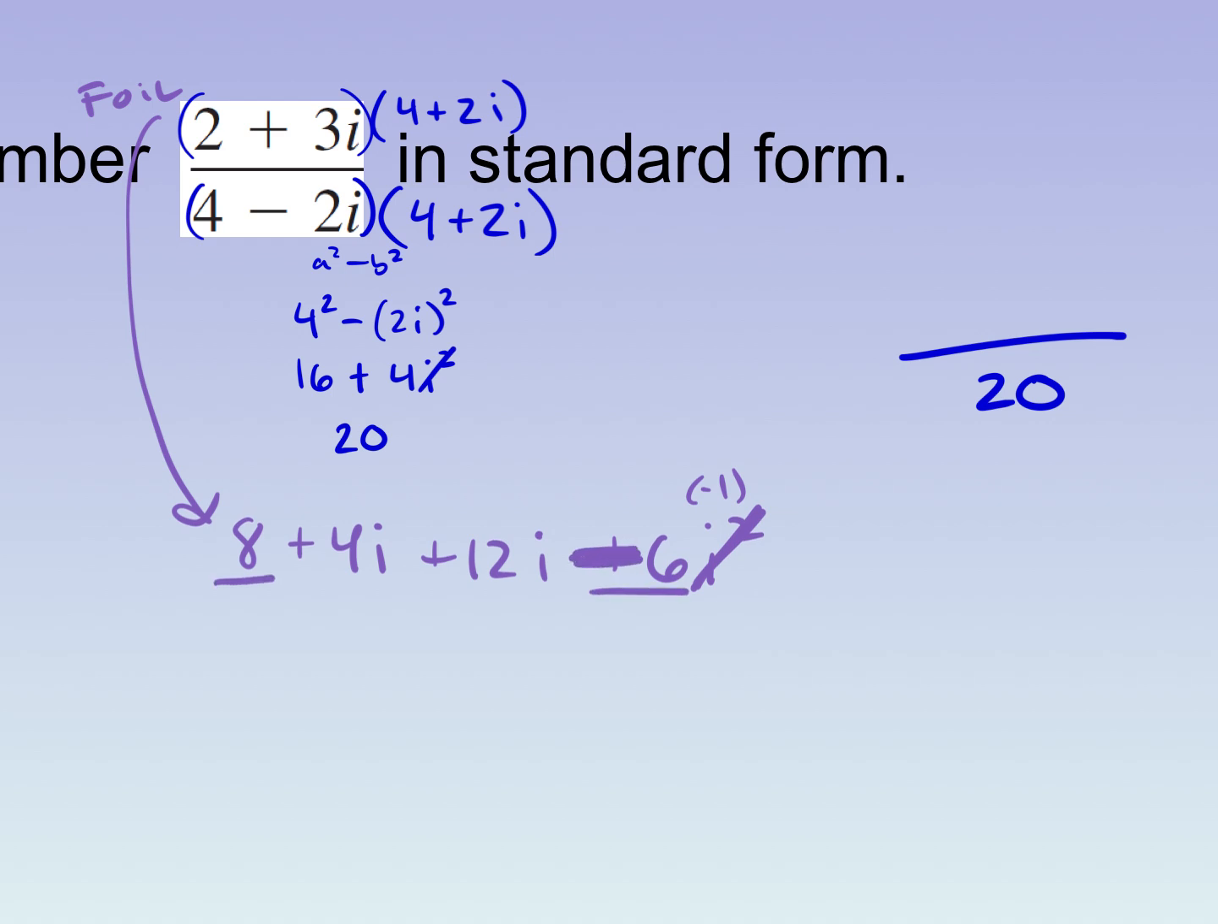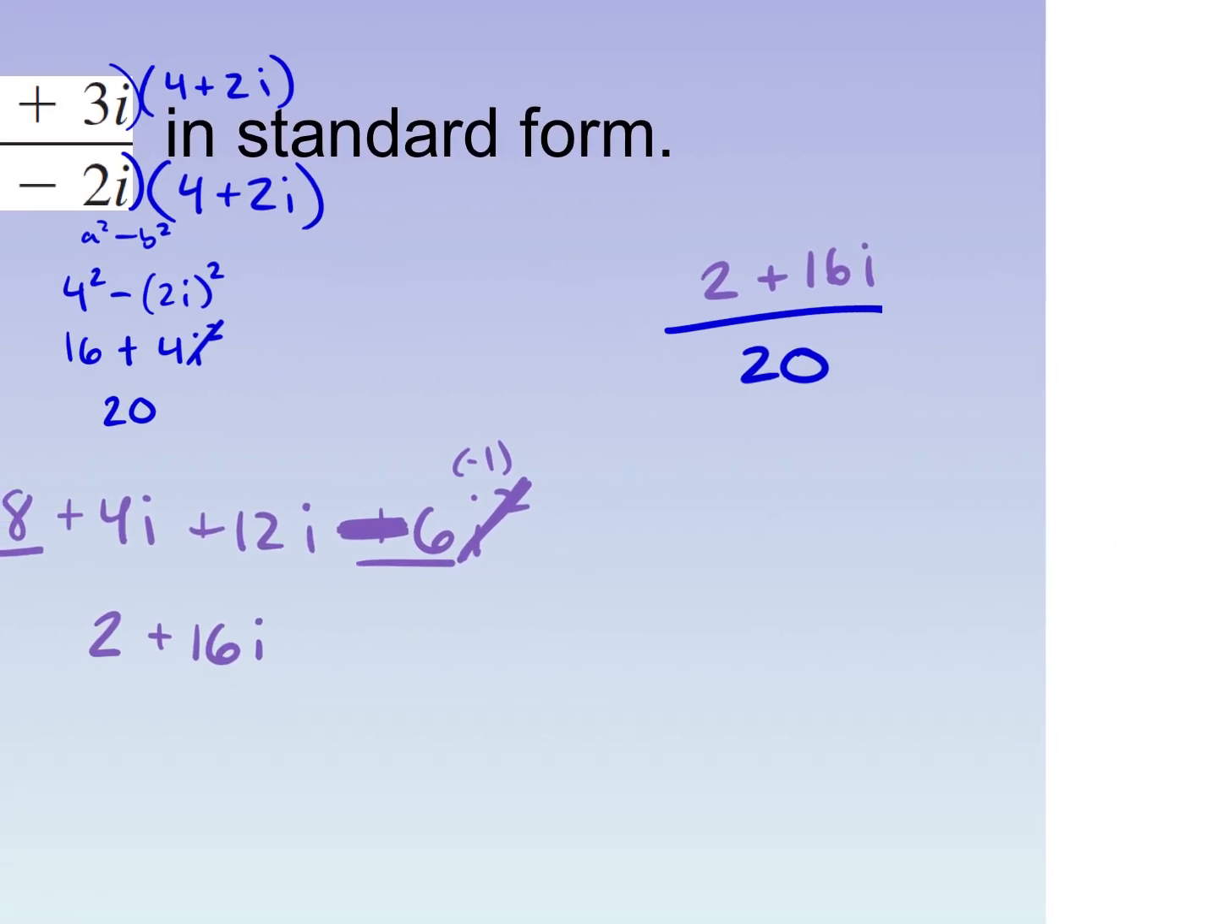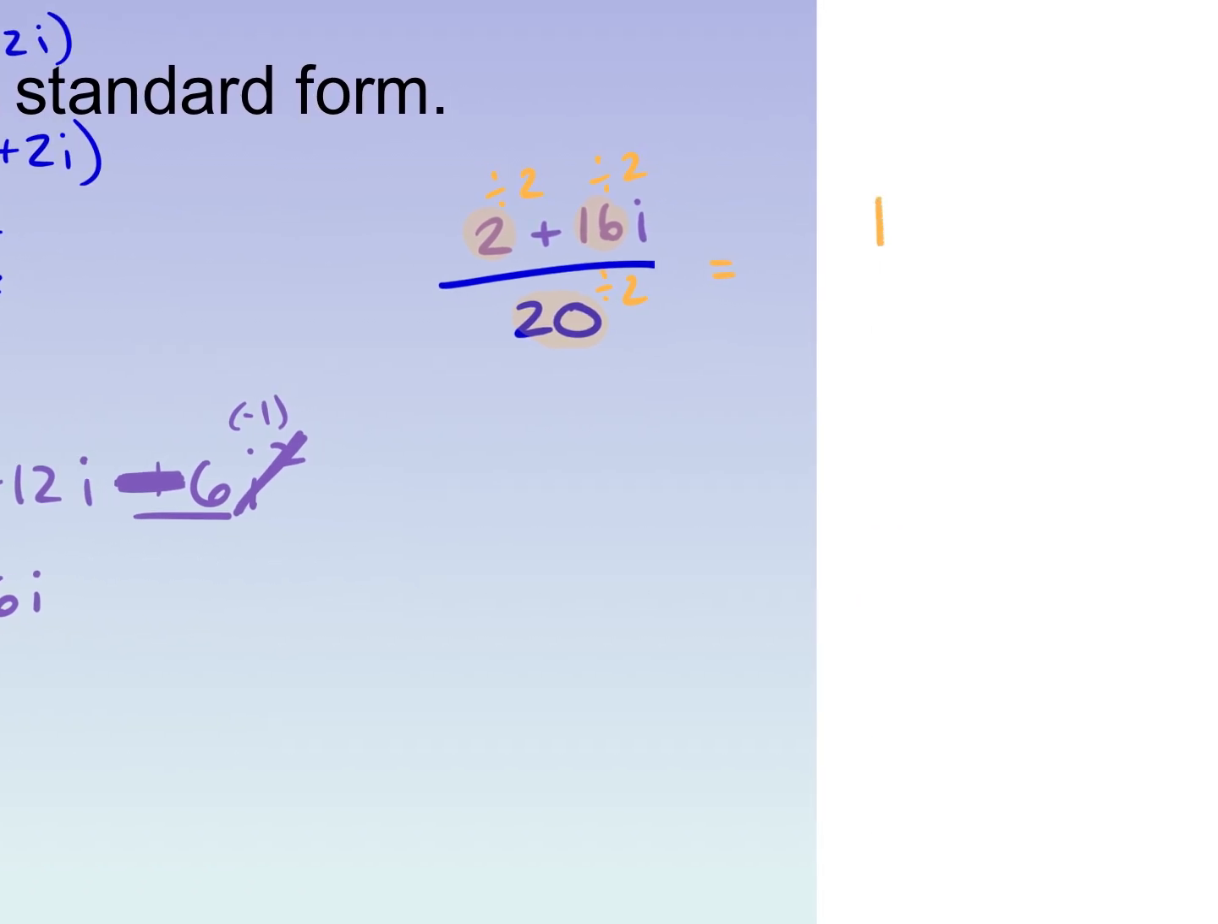Then we can combine like terms. 8 minus 6 would be 2. And 4i plus 12i is 16i. So we've got 2 plus 16i. Can I simplify this? Are all 3 of my whole numbers divisible by the same thing? Yeah, we can divide them all by 2. So let's simplify. Always simplify if you can. So here when we simplify, we get 1 plus 8i over 10.